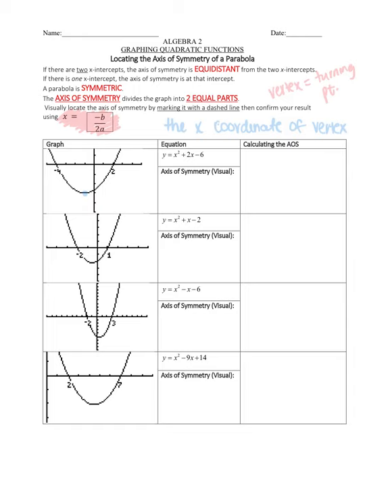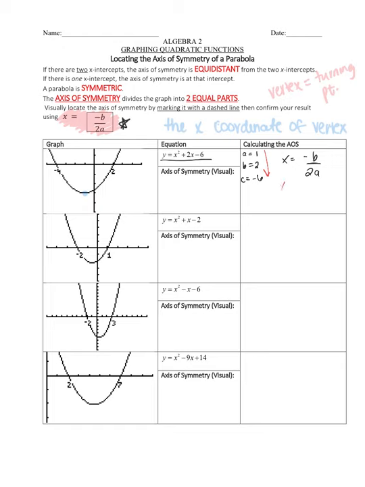In order to calculate the axis of symmetry, the first thing I want you to do is label A, B, and C. So in this case, we are looking at this equation. A is 1, B is 2, and C is -6. Okay? So from there we use -b all over 2a, because that's our axis of symmetry equation.